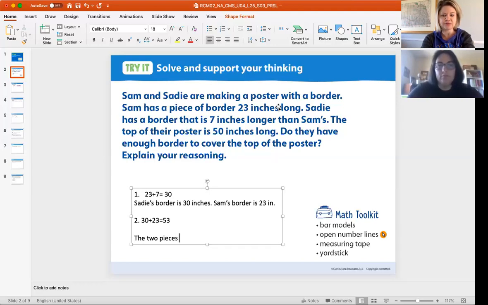So together, the two pieces equal 53 inches, right? Now, it said in the problem that the top of their poster is 50 inches long. Do they have enough border to cover the top of the poster? They do, because 50 is less than 53. So they will actually have 3 inches left over that they'll have to cut off.